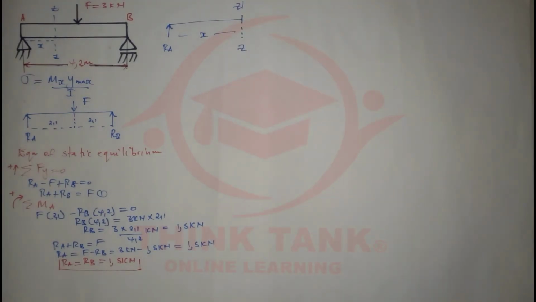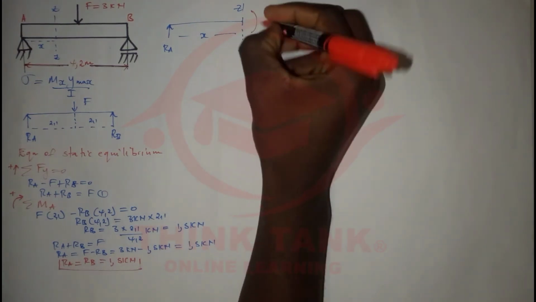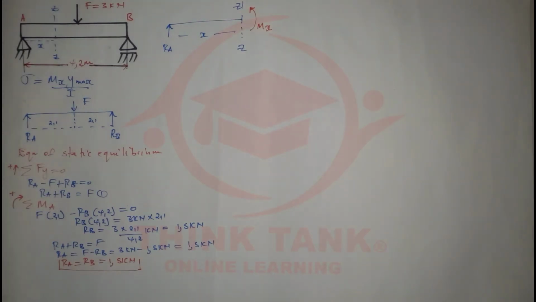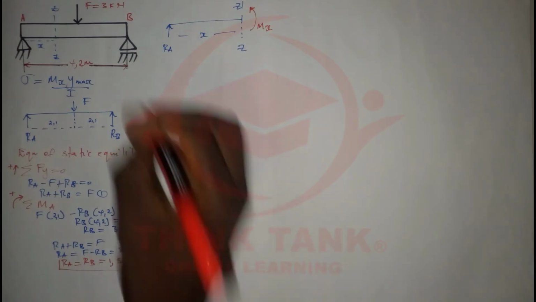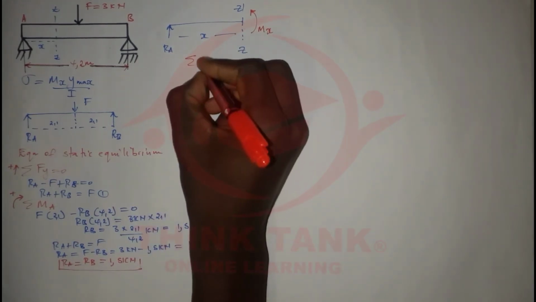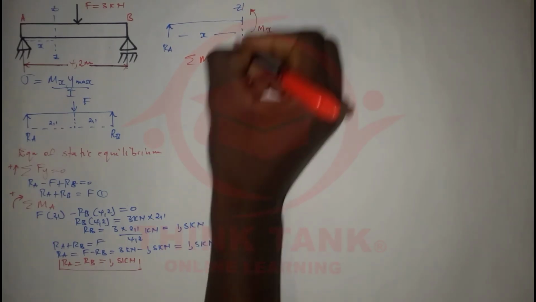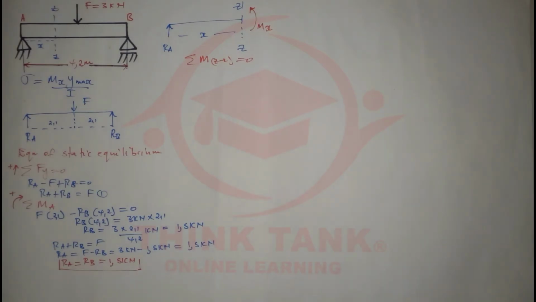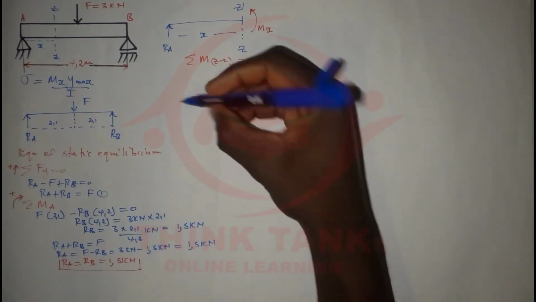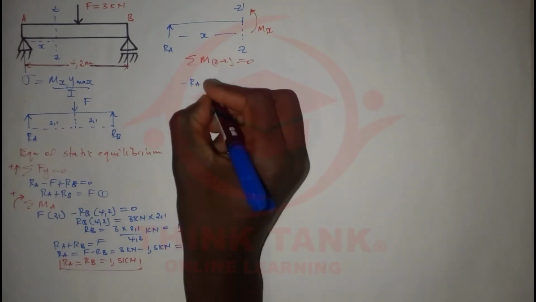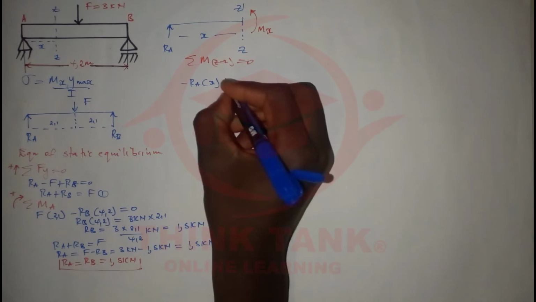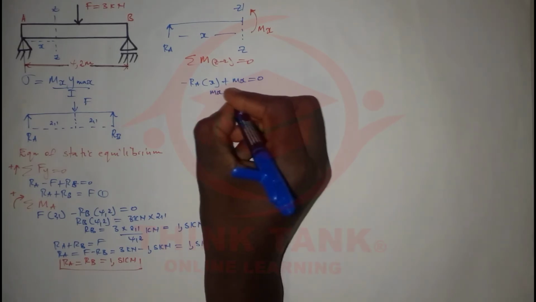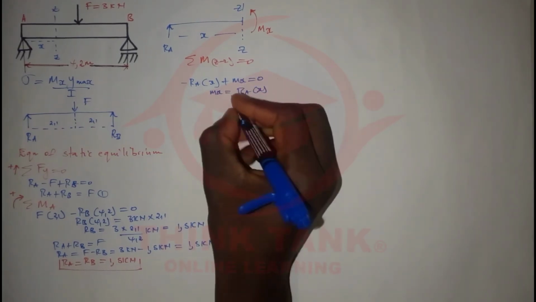Okay, so what is going to happen? I'm going to say the moment at this point, let me call it mx, and I'm going to take counterclockwise as positive. So now I'm going to apply the moment equation. The sum of the moments at x at this point, let me call the section ZZ, should give me 0. Okay, so what is going to happen to A? A is going to make this rotate in the clockwise direction, so it's going to be negative RA times the distance from this point, which is x, plus the moment at this point, which is mx, and that should give me 0. And from here, I can agree that mx is equal to RA times x.